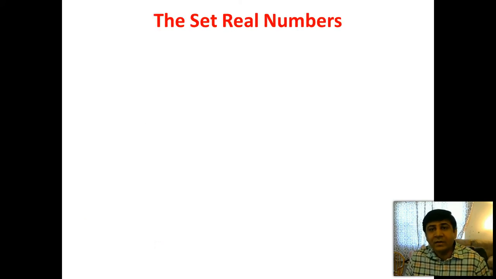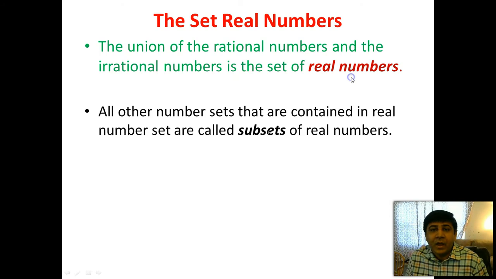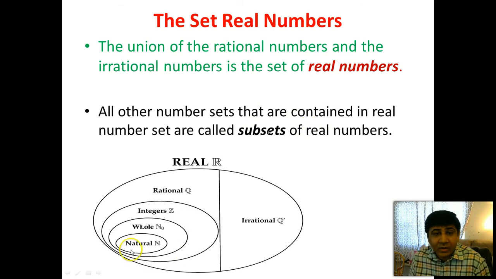So let's start with the set of real numbers. We talked about rationals and irrationals in the previous lectures. So the easiest way to look at it is this: the union of rational numbers and the irrational numbers is called the set of real numbers. All other numbers that are contained in real numbers are called subsets of real numbers. What this means is that the real number system is a bigger one. The real number system is the huge set like this one here. All the other sets are subsets of that.